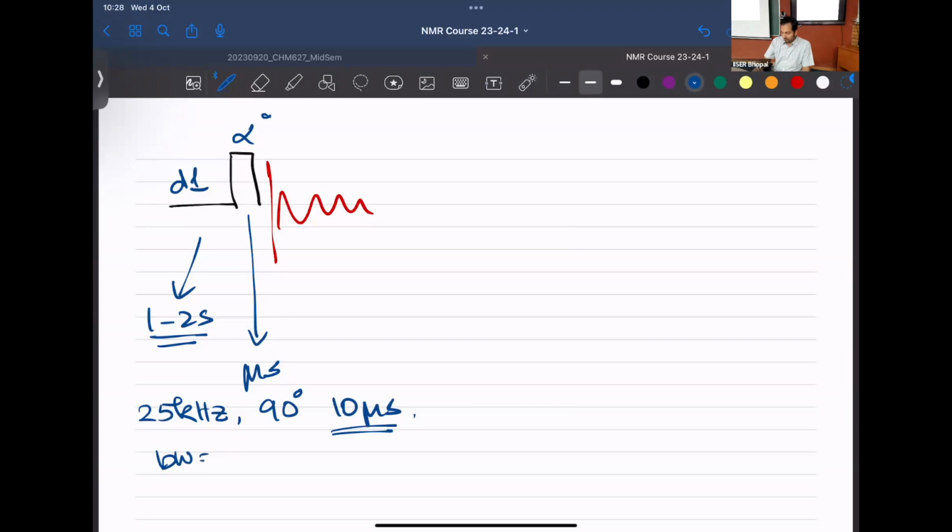The bandwidth will be given as 1/4 times tau p, where alpha will be given as omega 1 tau p. We are trying to talk about the omega 1 in kilohertz and the tau p in microseconds.